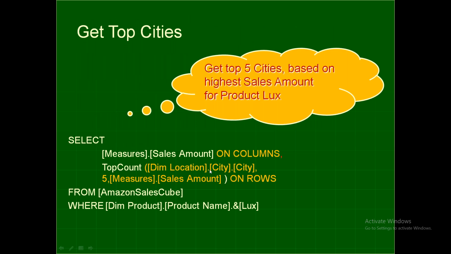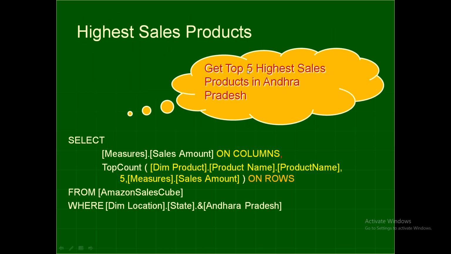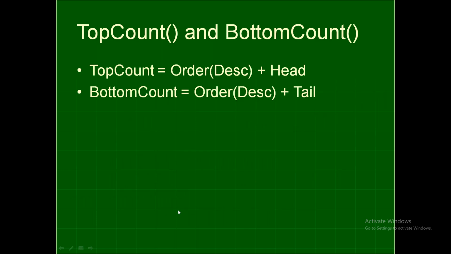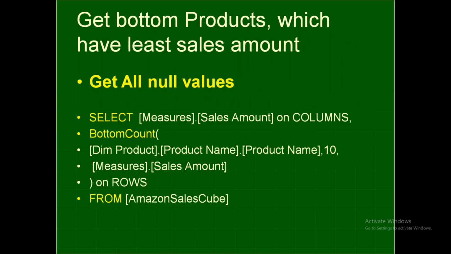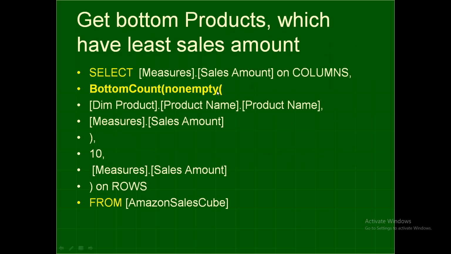Top 5 cities. So simply drag and drop city, that's it, nothing else. Clear? Highest sales products. This is what top count does. So top 5 sales products in Andhra Pradesh. You can also apply a where clause and so on. Clear? So top count is equal to ordering the data in descending order and taking the head, and bottom count is ordering descending and taking the tail. If you understand this, you can easily go with this. Clear? So to get the bottom products which have the least sales amount, all these things you can try.